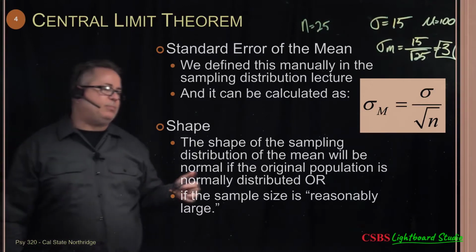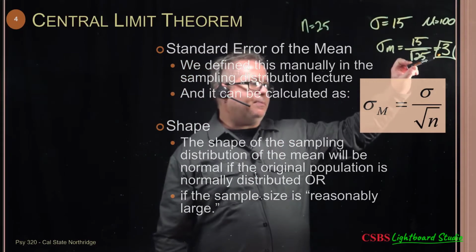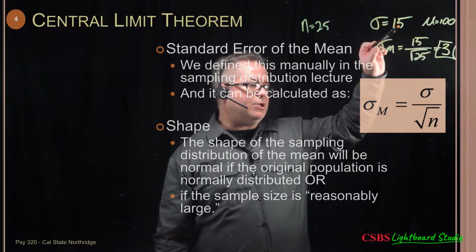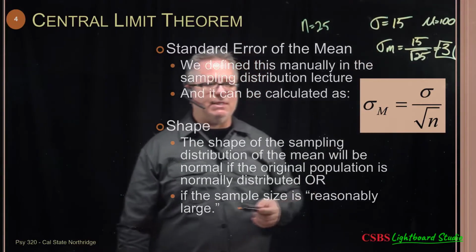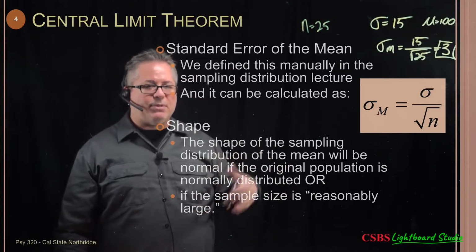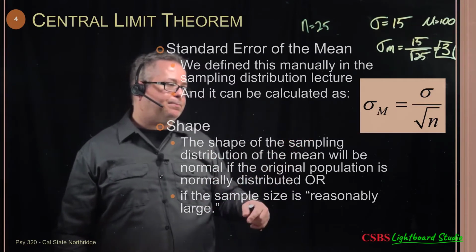I could have simply plugged in this equation and figured out that the standard error of the mean is 3 when the standard deviation of scores in the population is 15. So we can just figure it out directly, which is nice because we don't have to do that sampling process over and over again. We can simply compute it.